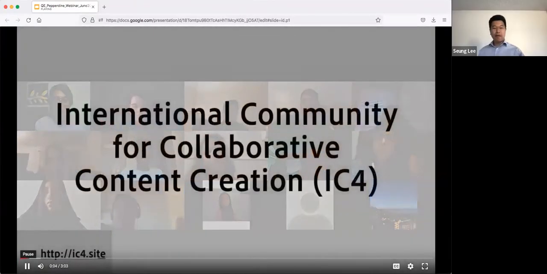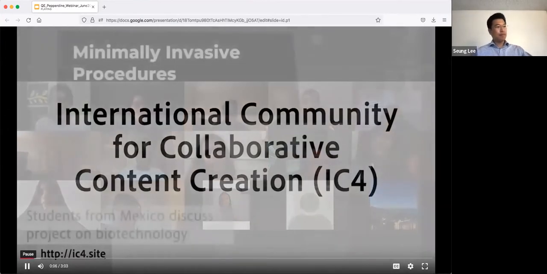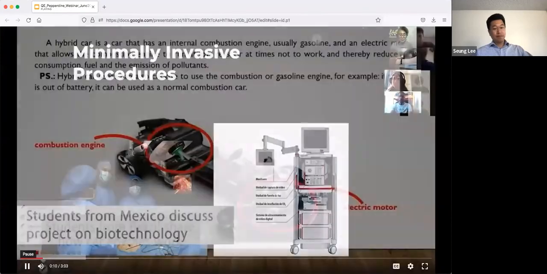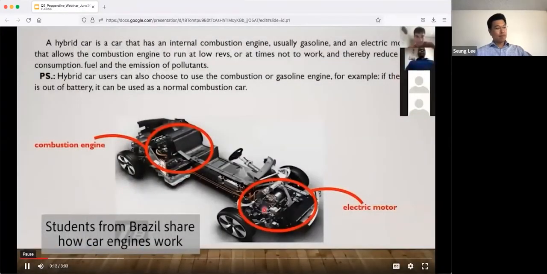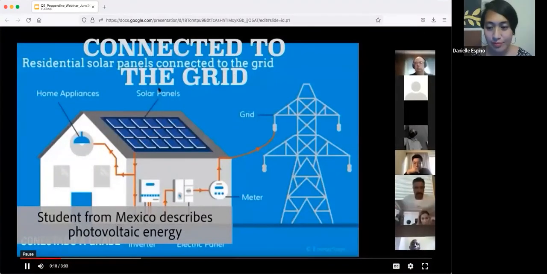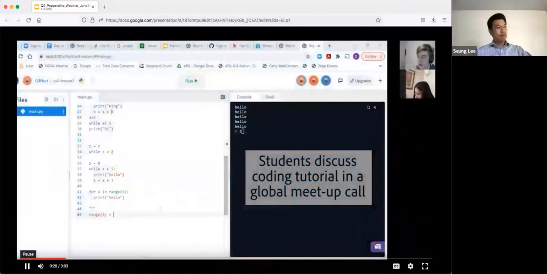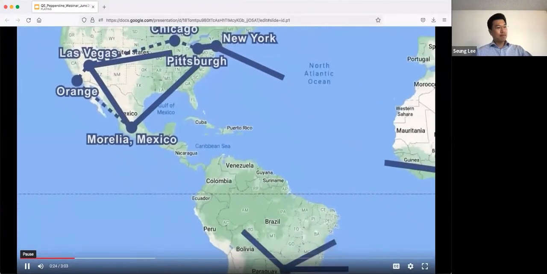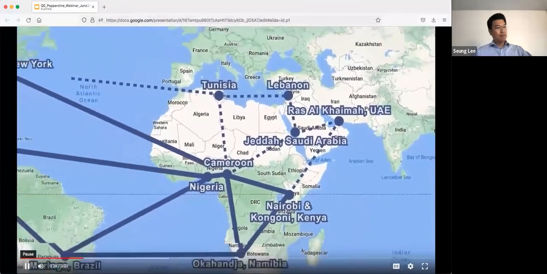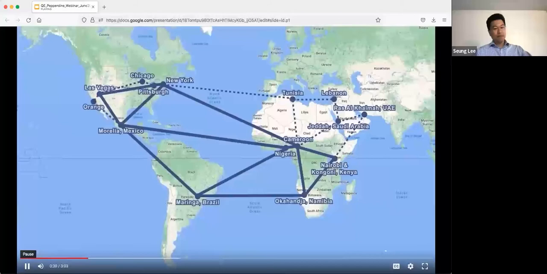The pandemic has highlighted the feasibility of working with peers remotely and the limitations of virtual communication. While collaborative work was more challenging due to current events, students in our project were able to adapt and showcase learning content together. Since 2017, the International Community for Collaborative Content Creation, or IC4, has been bridging students from 4 continents and is currently expanding into the Middle East North Africa region.